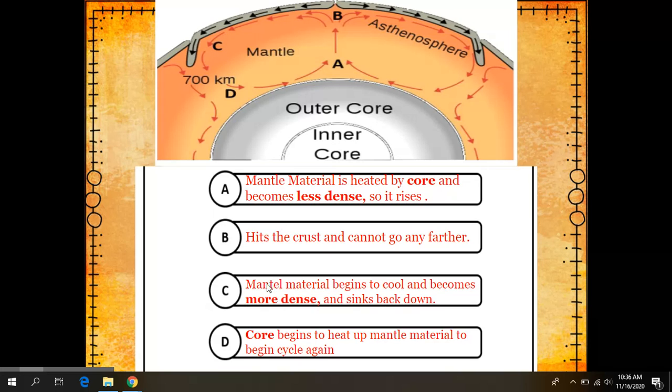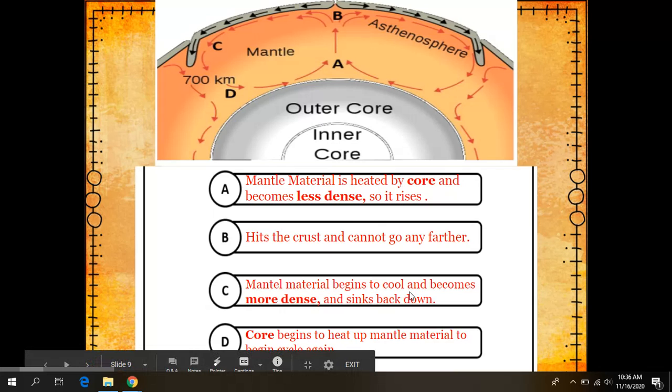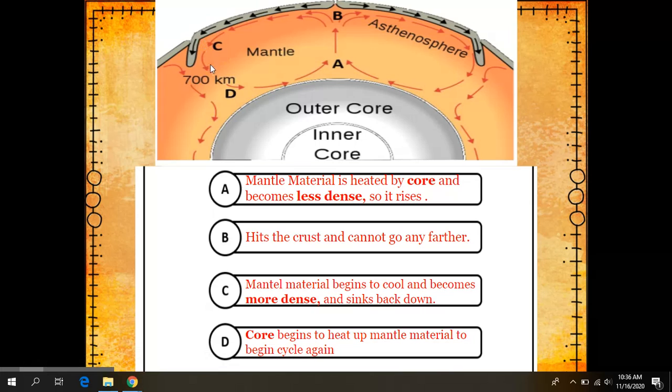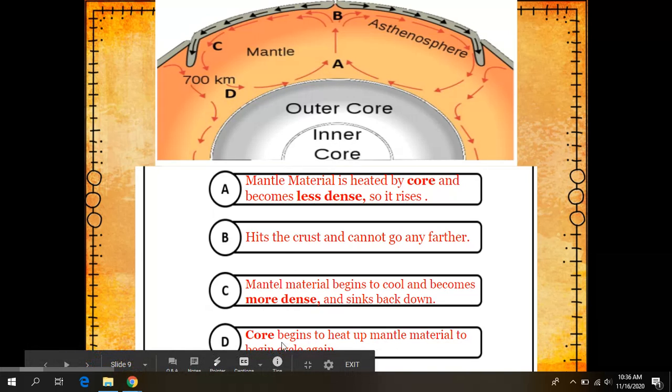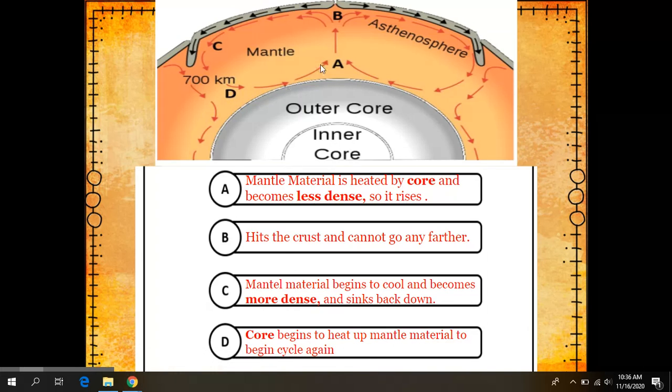Here at point C, we know the mantle material begins to cool and becomes more dense. So again, the particles aren't moving as fast anymore. They're becoming more compact, getting closer together. And when that happens, they become more dense and they sink. So when it sinks down to point D, again, the cycle happens all over again. The core begins to heat up the mantle material to begin the cycle all over again.